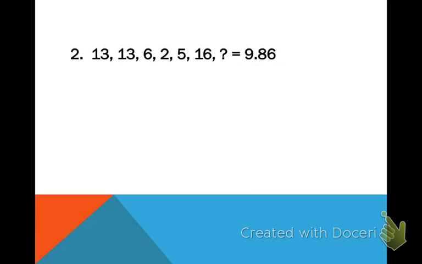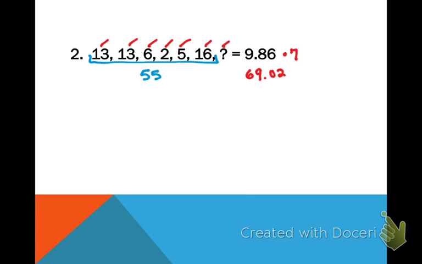Okay, do step 1 by yourself. When I add up all the known numbers, I get 55. Then I count how many I have, and I have 1, 2, 3, 4, 5, 6, 7. So now I'm going to times 9.86 by 7, and I get out 69.02.